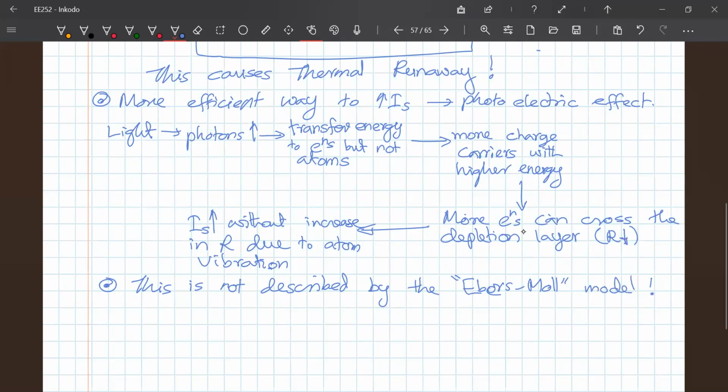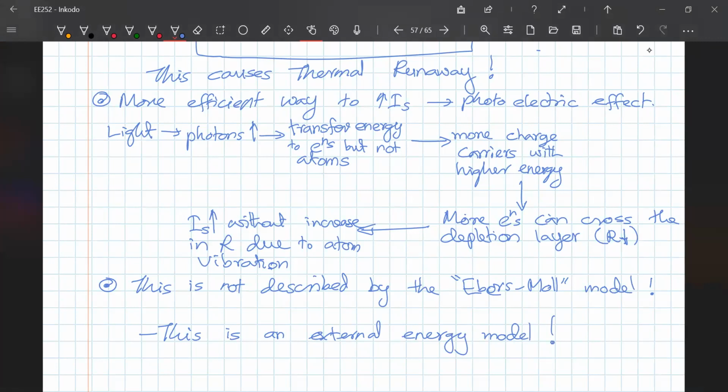So this is an external energy model. Okay, an external energy model. There are many other such external energy models, none of which are captured by the Ebers-Moll model, right?